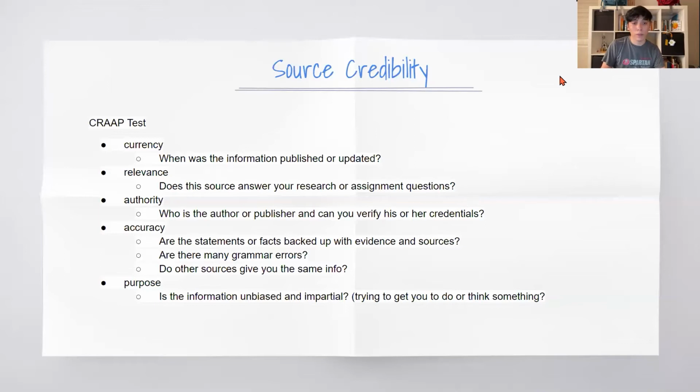The relevance, it's important to use a source that relates to the topic that you're talking about, or to the topic that the claim is talking about. So if it doesn't, it's not relevant. It should be relevant. Otherwise, why would you be using that source? And authority, it just means who wrote it, or who was the publisher, and can you verify their credentials?